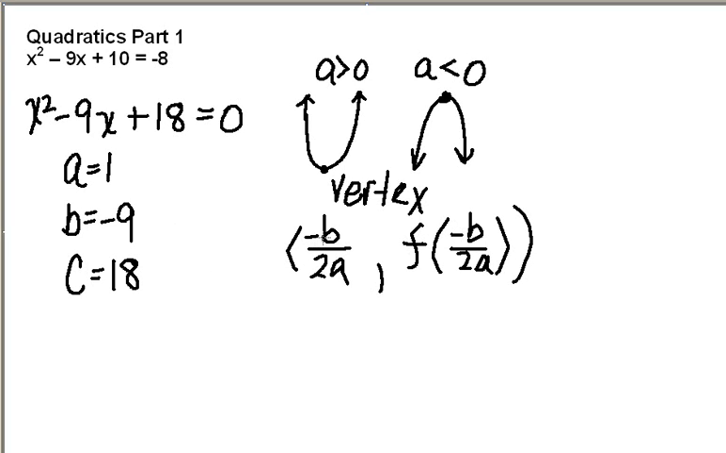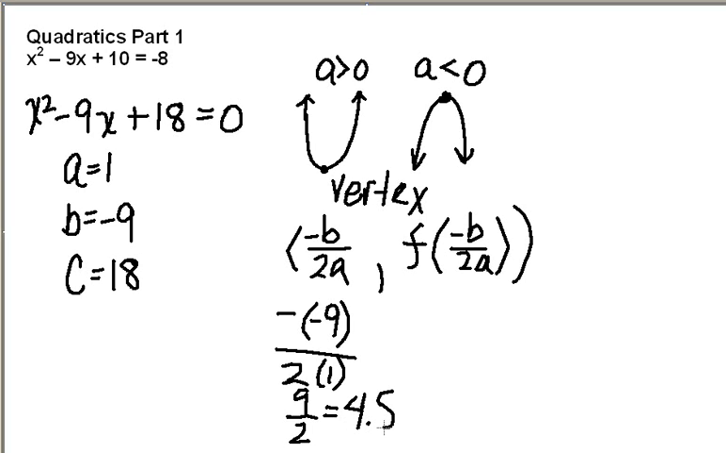So in order to look at our x-coordinate, we have minus b over 2a. If I simply plug in a and b, I get minus, plugging in for b, I put in a -9, divided by 2a. Plugging in for a, I put in 1. This becomes 9 over 2, because a minus times -9 gives me a positive 9, and then 2 times 1 gives me 2, or 4.5. So my x-coordinate of the vertex is 4.5.